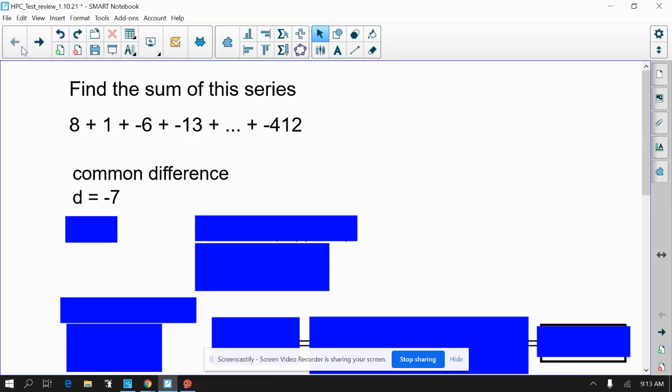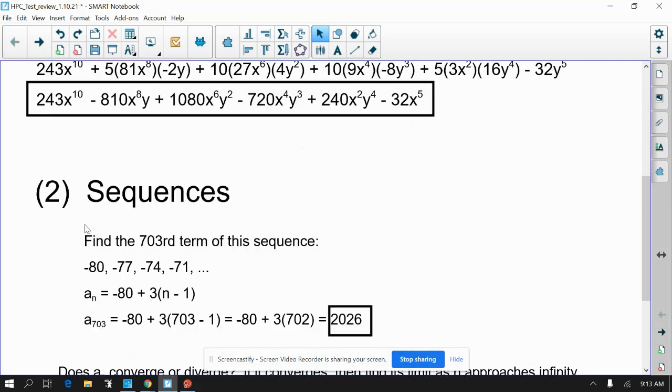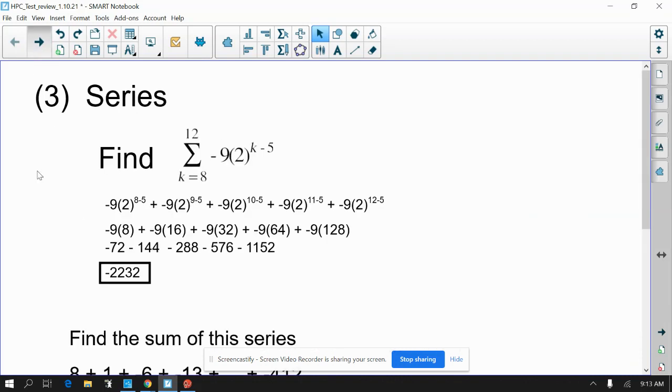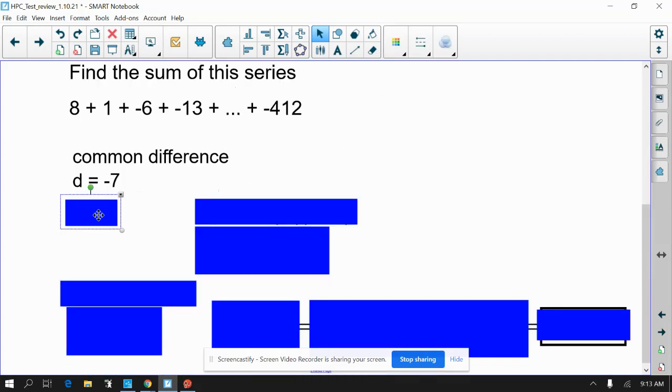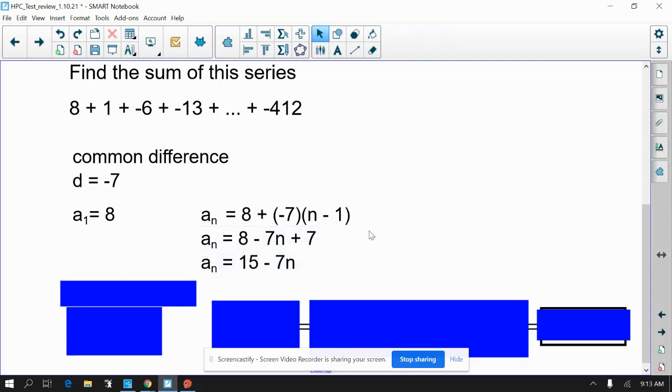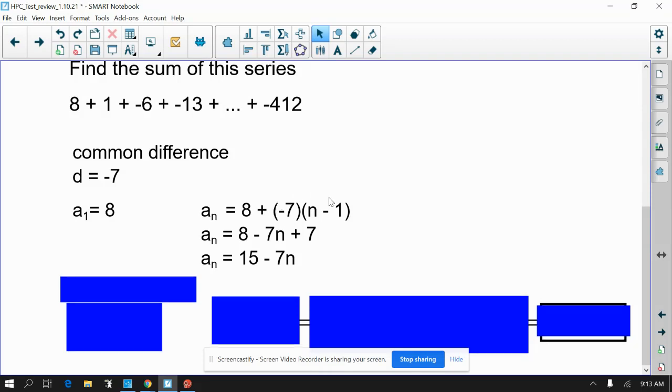So since it's an arithmetic sequence, I can write it just like this, where I have the first term plus the common difference times n minus 1. So the first term is 8, and the common difference is negative 7 times n minus 1. And then you can simplify this. Your test is going to be on My Math Lab. It always asks to simplify. So distribute that negative 7, combine like terms, you get this.